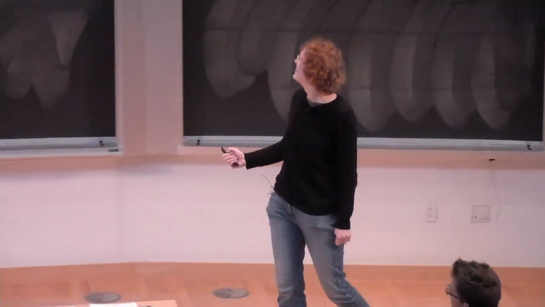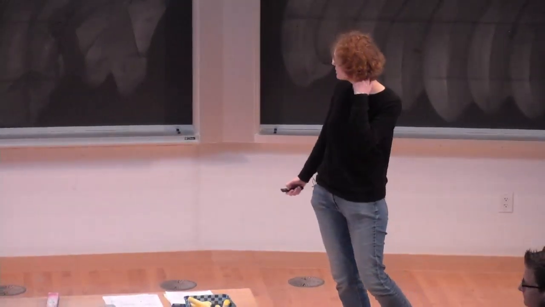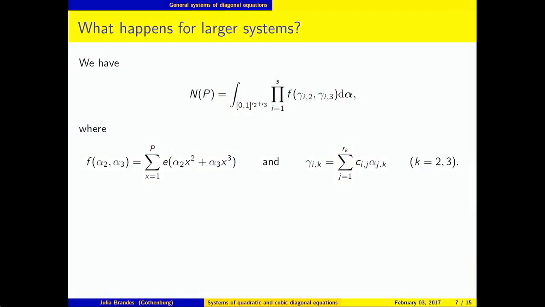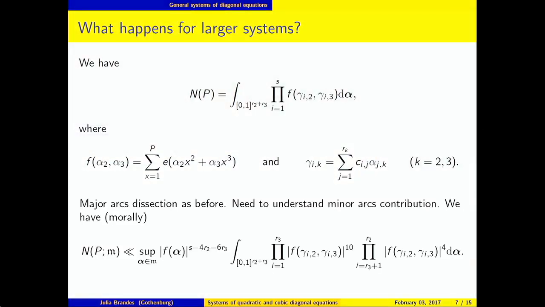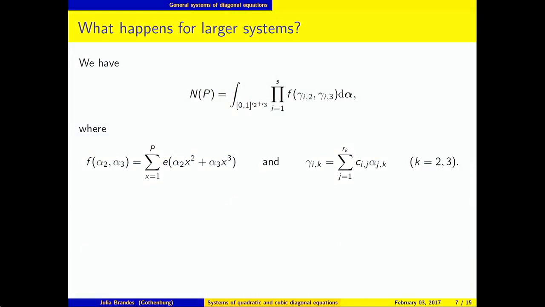Right. So if we have a bigger system with more than 2 equations, what happens then? Well, we've got our exponential sum again, but now we've got several alphas because we've got several quadratic equations or several cubic equations. So the arguments of the exponential sums are going to be linear combinations of the alphas with the coefficients.